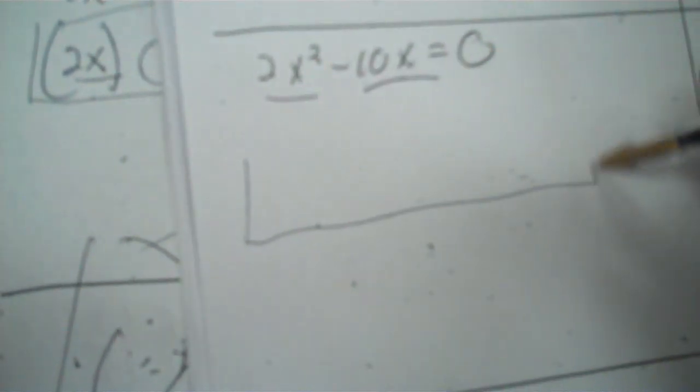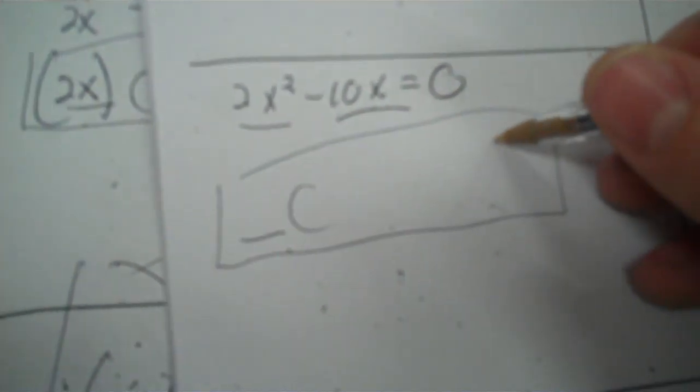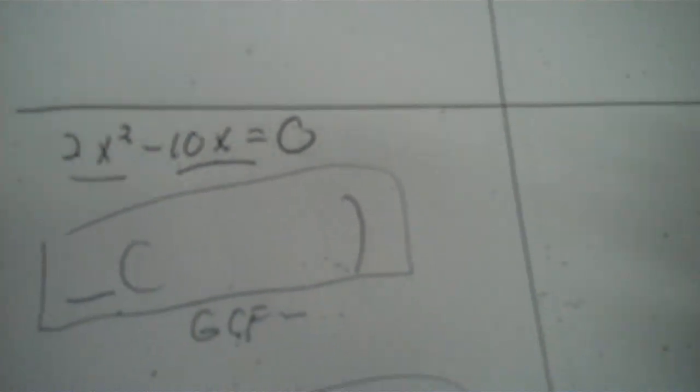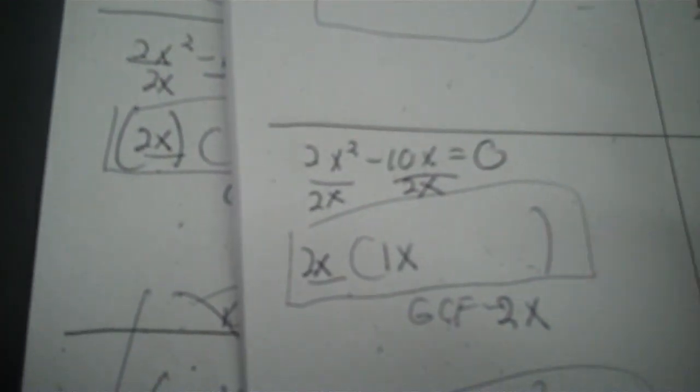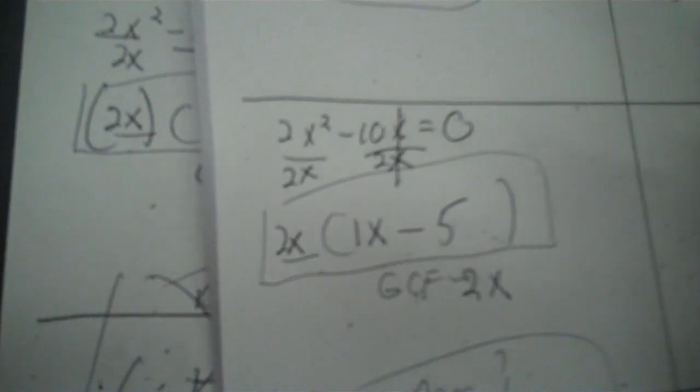Next one, 2x to the second power minus 10x equals 0. You got 2 answers. And two answers with 2 terms. GCF. DOPS. Okay, 2 and 10 are in the second row together. They both have x, so 2x is factored out. And again, that's 1x, not x to the second, minus 5.